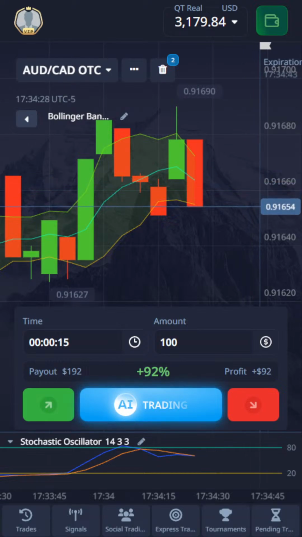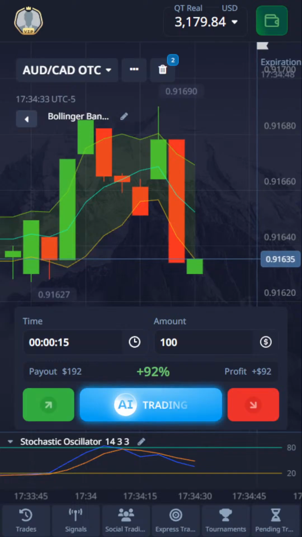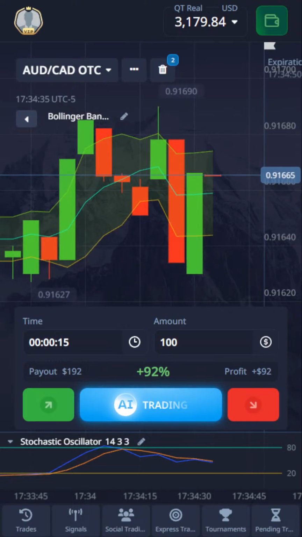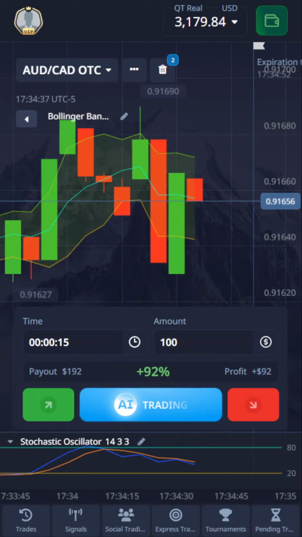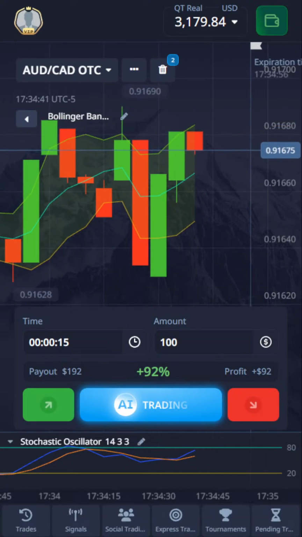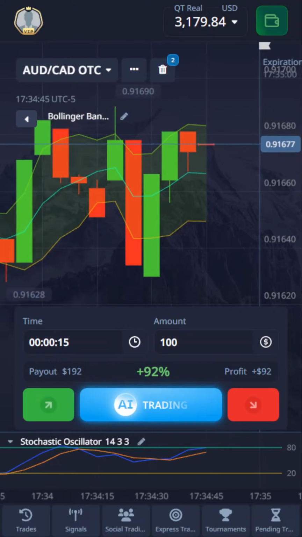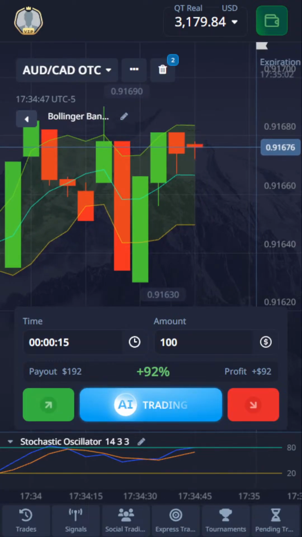For those who are just joining in, we're in the Pocket Options OTC market. We are in the Australian dollar versus the Canadian dollar, and it's becoming very, very nice, very, very good. For those who have been reading the candlesticks, I know right now you are warriors.